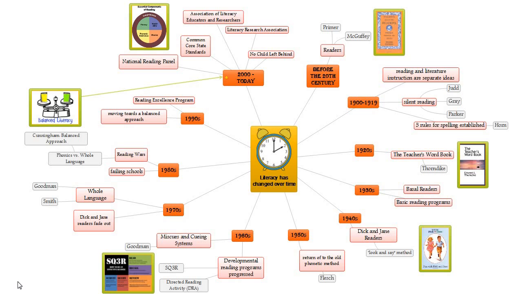As we moved to the 1980s, the reading wars continued. Cunningham identified a balanced approach that included both whole language and phonics instruction in literacy. The 1990s proved that a balanced approach to literacy instruction was the most effective. And that brings us to the 21st century.